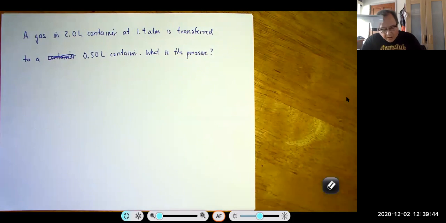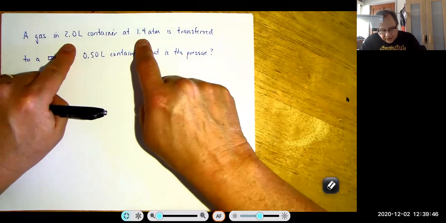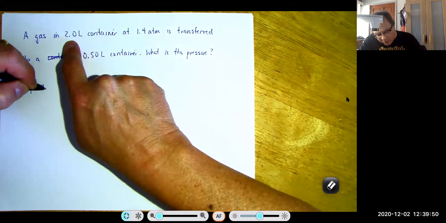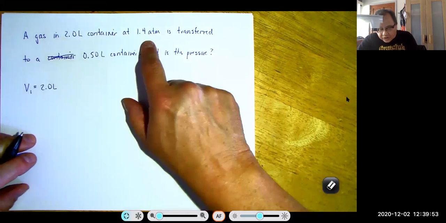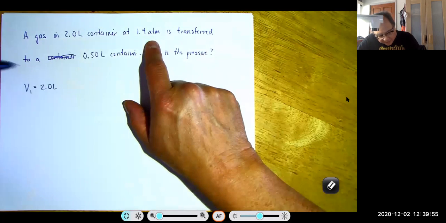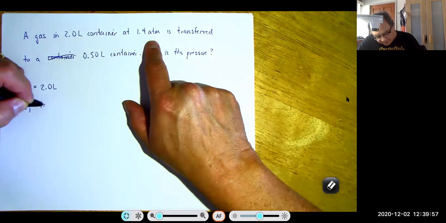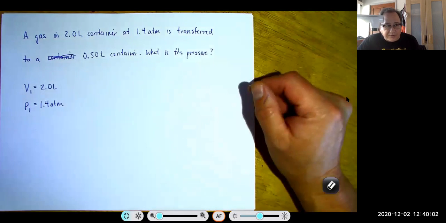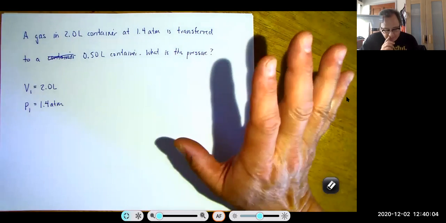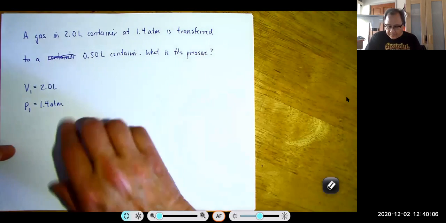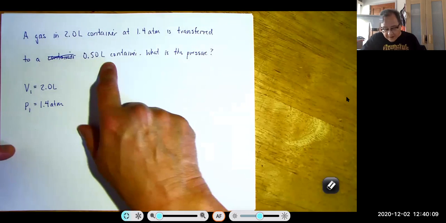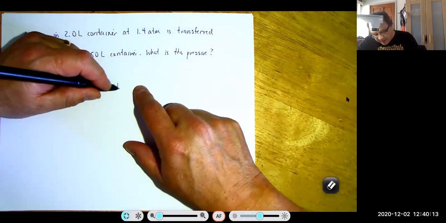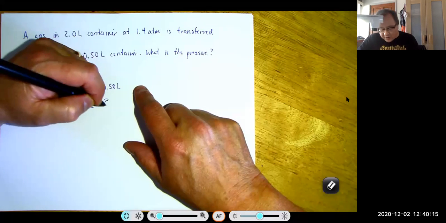Okay, so when we start a problem like this, does it look like this is a volume? It certainly does. So I'm going to call that V1. And this looks like the pressure associated with that volume. So I'm going to call that P1. What does it tell us about the moles of gas? Not a darn thing. So I'm not going to write that down. And it's transferred to a 0.50 liter container. So I'm going to call that V2, and P2 is what they want.